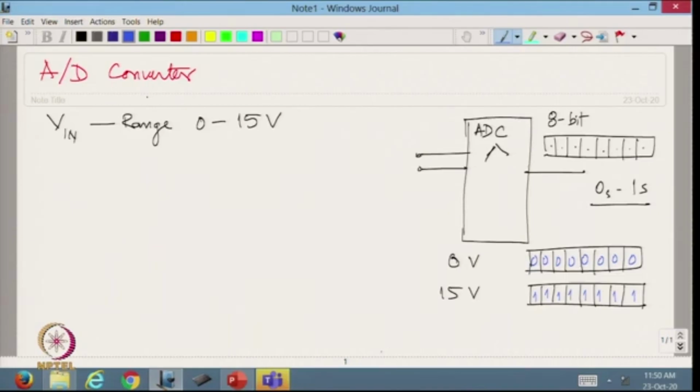So, the question is that for one bit change, how many volts does it correspond to? So, what we do is, here we have for an 8-bit converter the number of bits possible, this is simply 2 to the power 8, or so we can say this is 2 to the power n, where n is the number of bits.